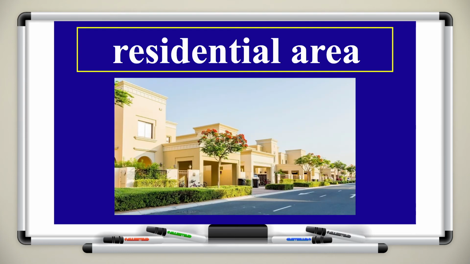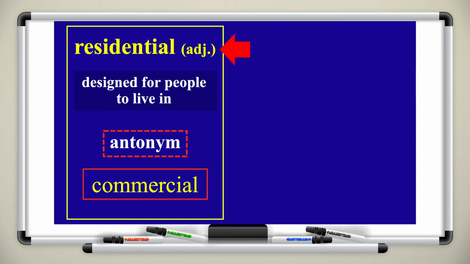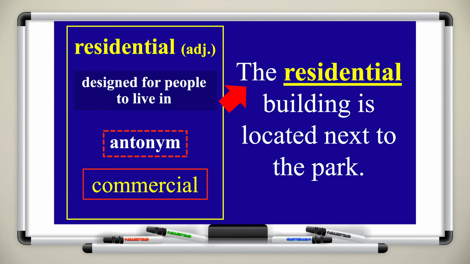Now here is a residential area. It's where people live. What do you think it means? I gave you a hint to figure the answer out. Residential is an adjective, and it means designed for people to live in. The opposite of residential is commercial. For example, the residential building is located next to the park.